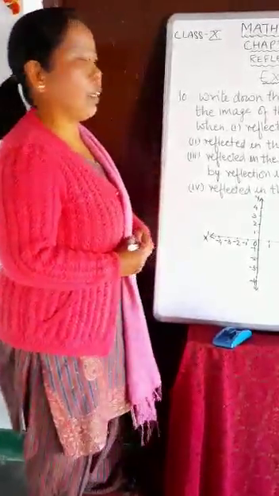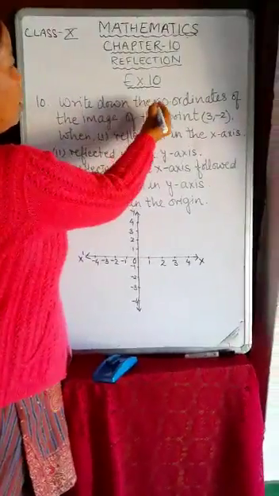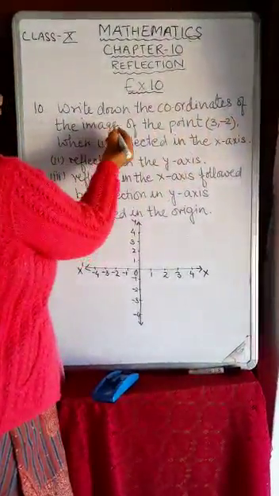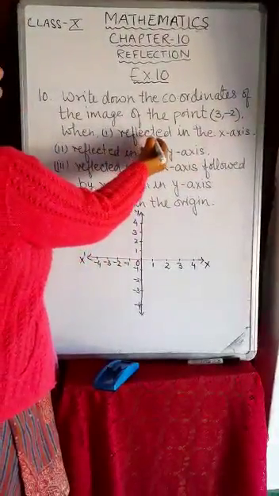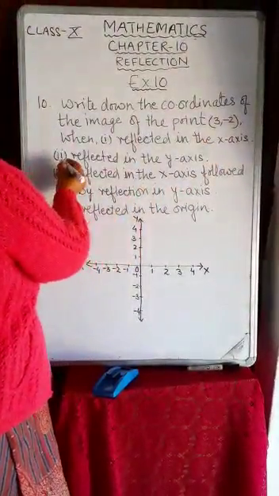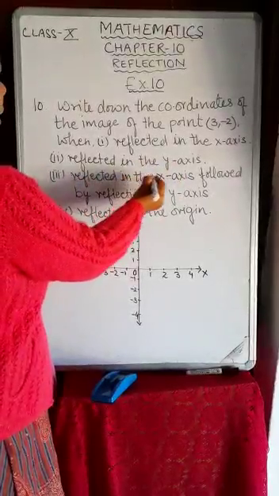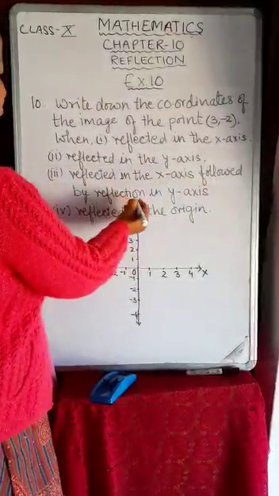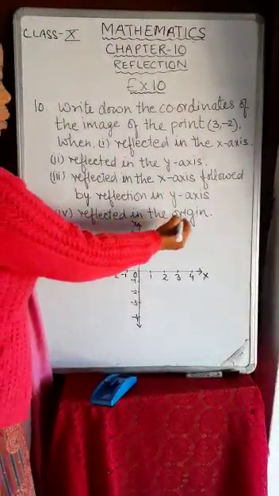Now I am explaining question number 10. Question number 10 is: write down the coordinates of the image of the point 3 and minus 2 when reflected in the x-axis. Second is reflected in the y-axis. Third one, reflected in the x-axis followed by reflection in the y-axis. And the fourth one is reflected in the origin.